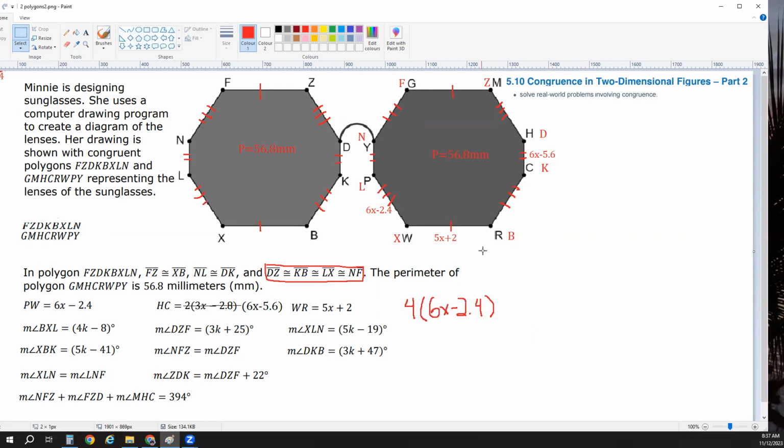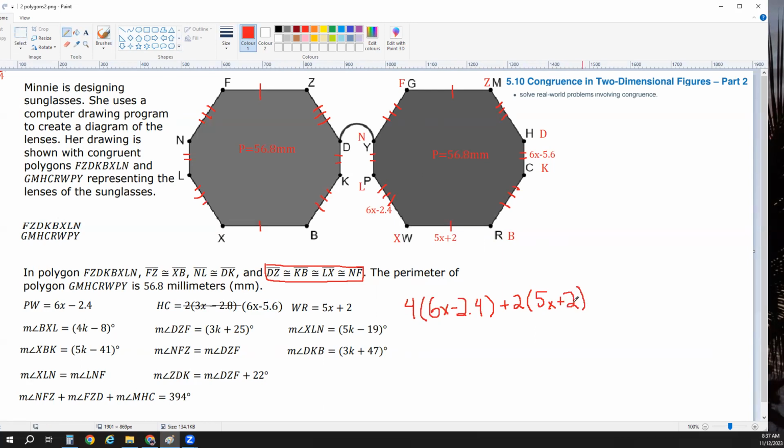Yep, and then how many of the single notches do I have? I have 2 of those. So I'm going to add 2 of those. So it's going to be 2. I got 2 of those ones. 5x plus 2.